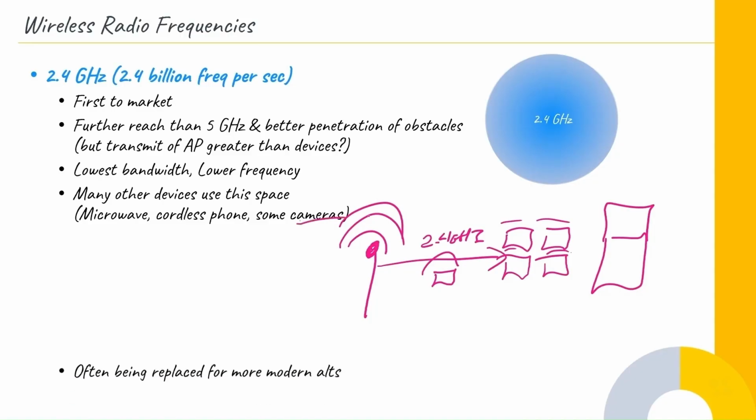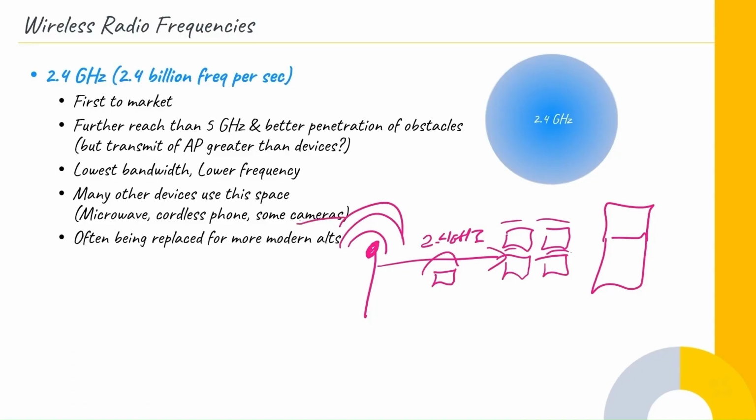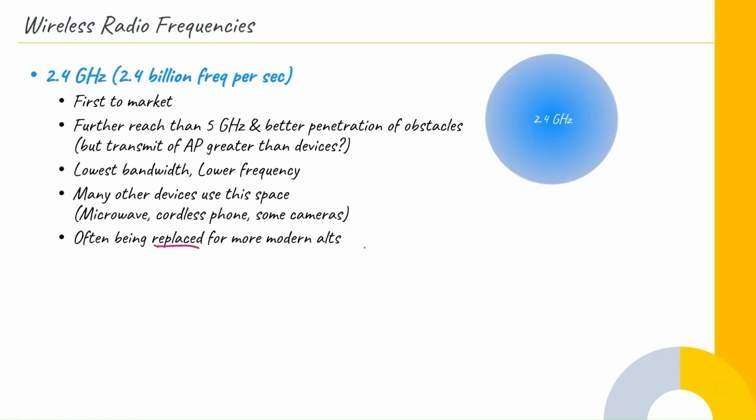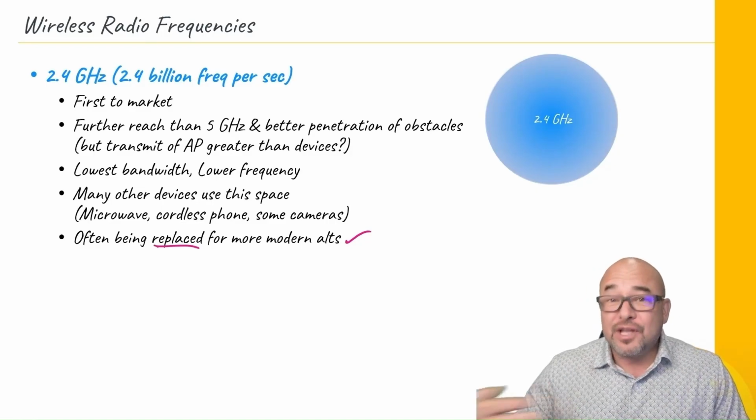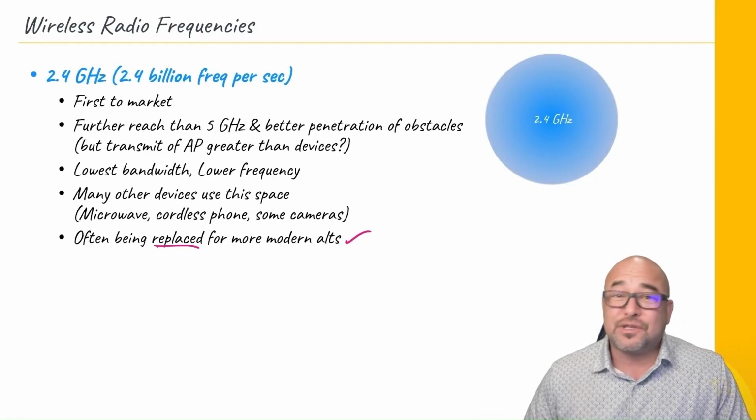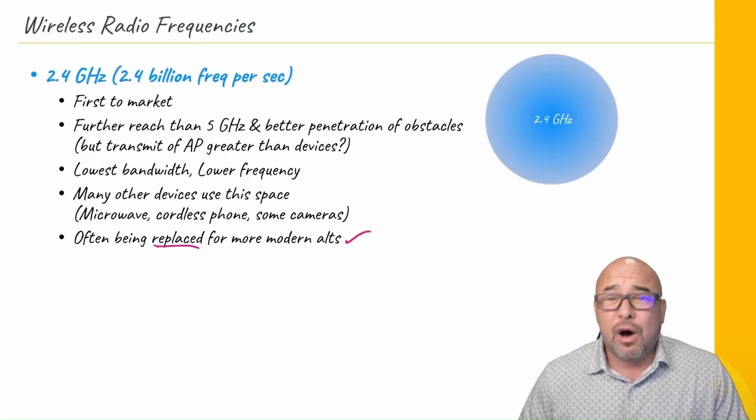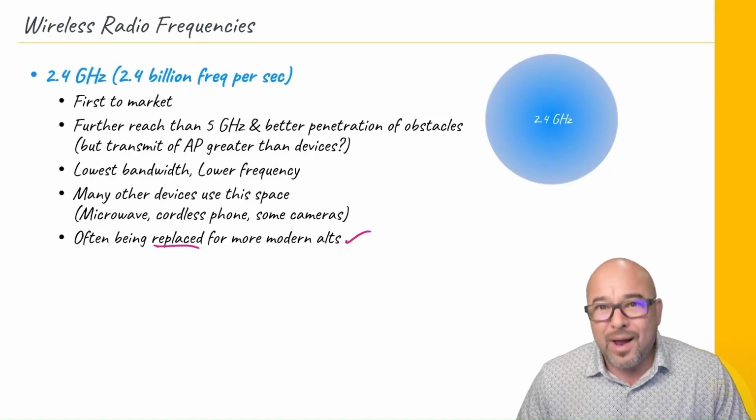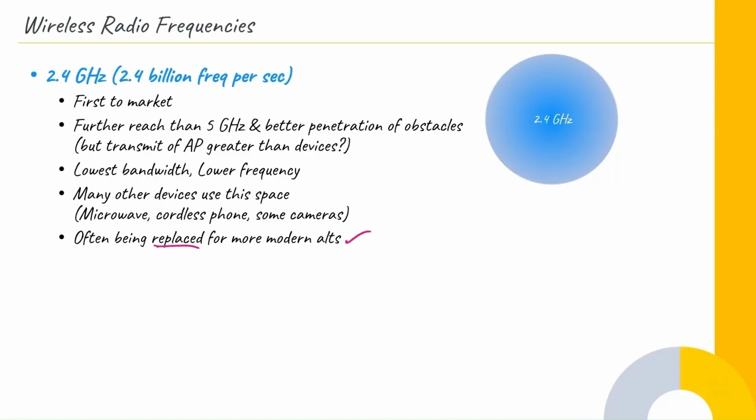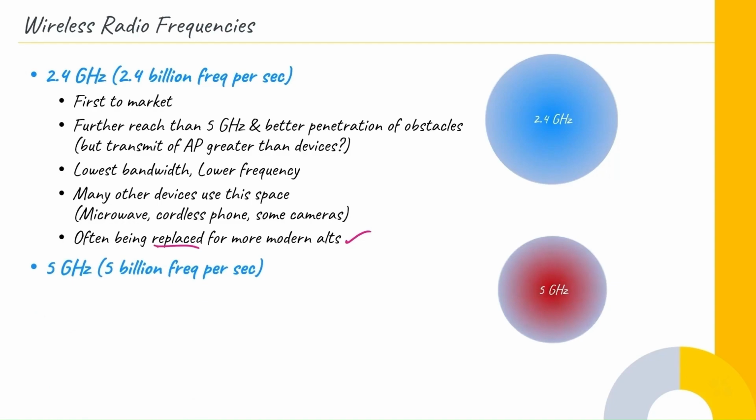Some cameras may also use this 2.4 gigahertz range. Overall, the 2.4 gigahertz range is largely being replaced by more modern alternatives, but you still have a lot of those 2.4 gigahertz network cards and access points installed out there. And when you think about a large company with tens of thousands, maybe even hundreds of thousands of users and devices, to replace all of those access points is a multi-million-dollar expense that they have to weigh and consider whether or not it's worth it. But almost any new installation of devices is going to be using the more modern 5 gigahertz frequency range, which of course would be 5 billion cycles per second.